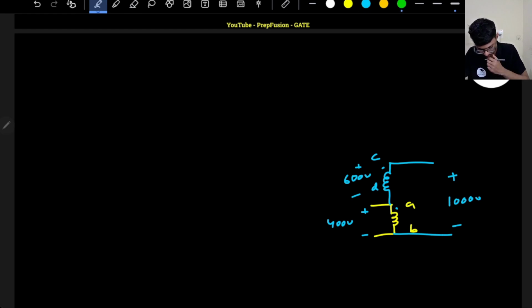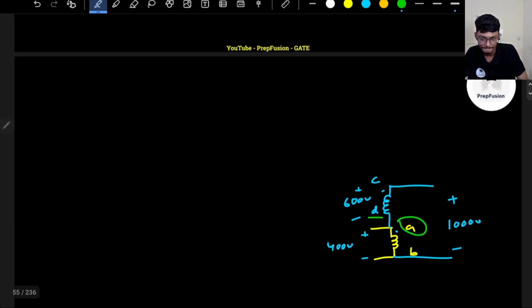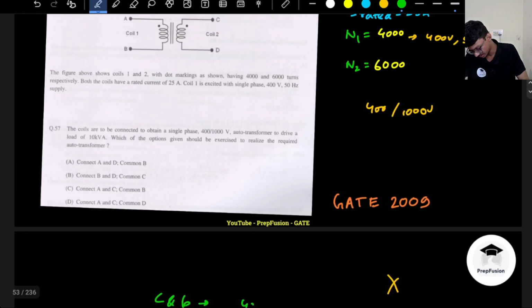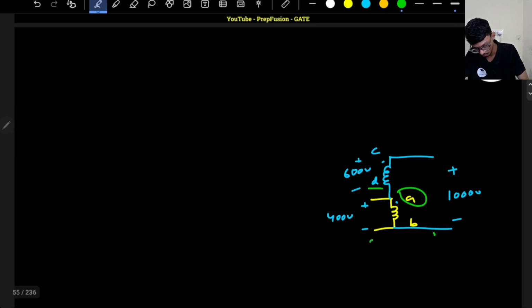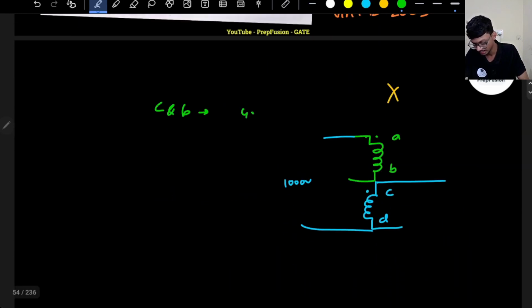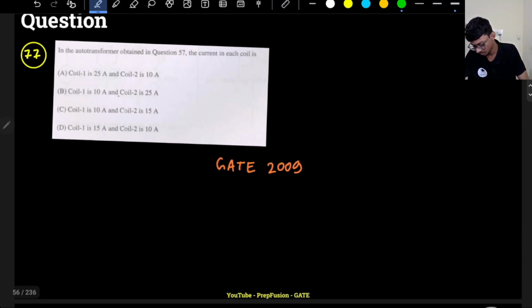So 1600 by 400. Now it is super easy, right? So what is the answer? I have to connect A and D. I cannot connect B and C. B and C is anyways not present in the options, but if it was present, that would not have worked. Connecting A and D will work. Common point will be B. If you see, the common point is B between the input and the output. That is what we mean by common point. So this will be the answer for this particular question: connect A and D.